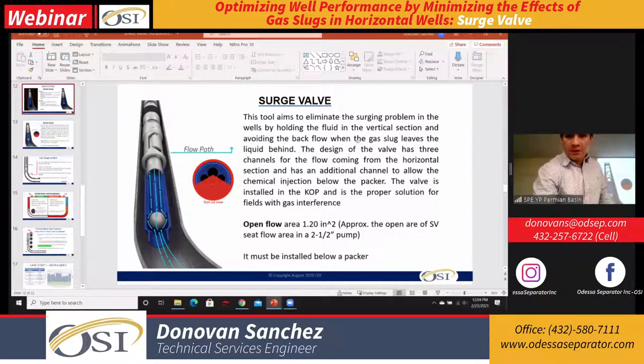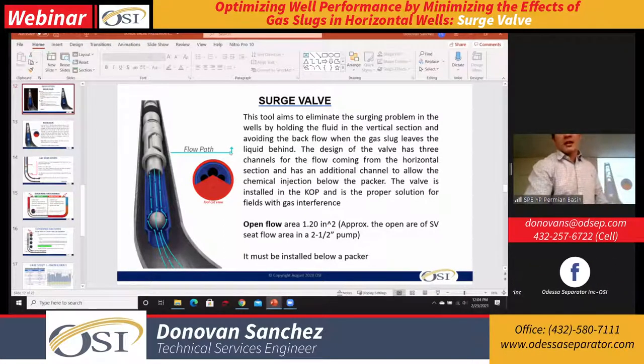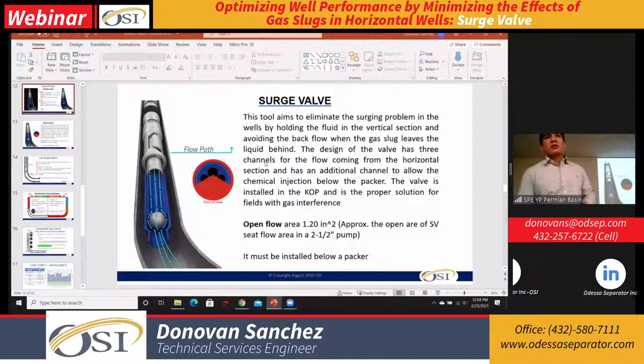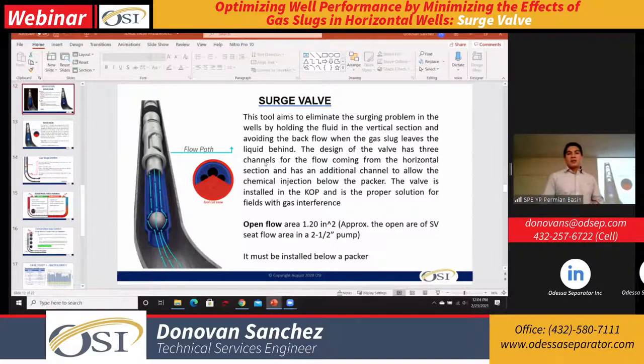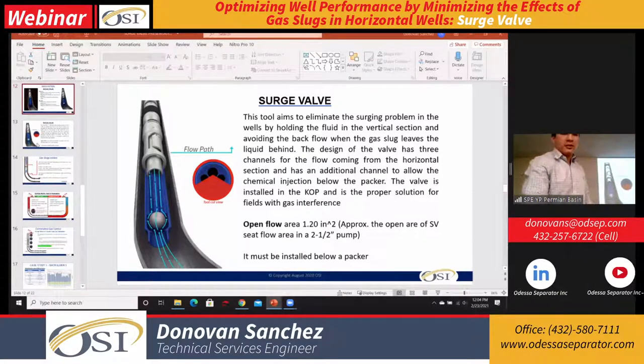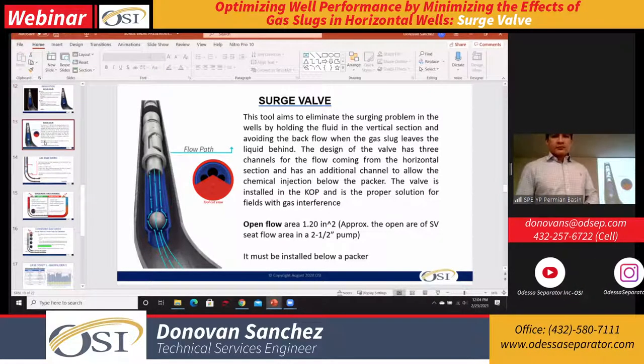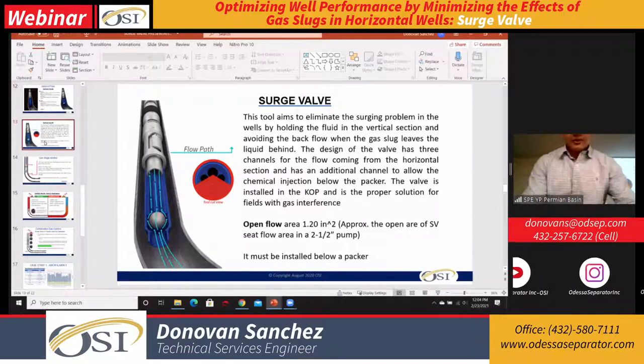And I had a question. This tool is actually installed. It has dimensions of 2 3/8, 2 7/8, 3.5. That question was from Will Davidson. Just want to answer that real quick. I don't think I can hear anymore.